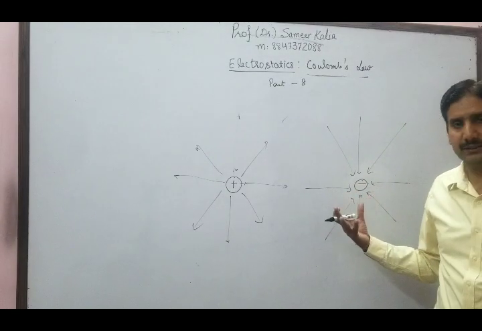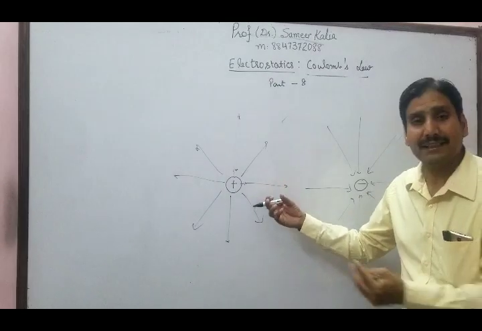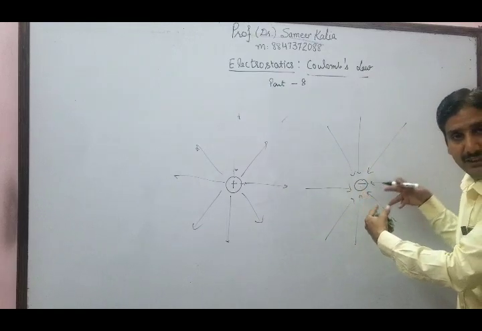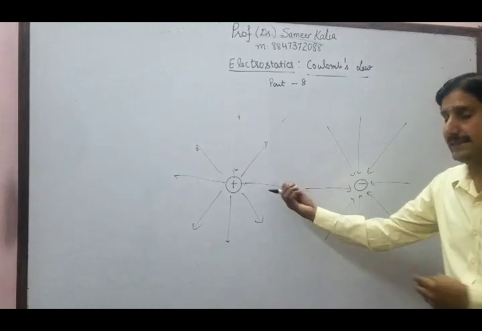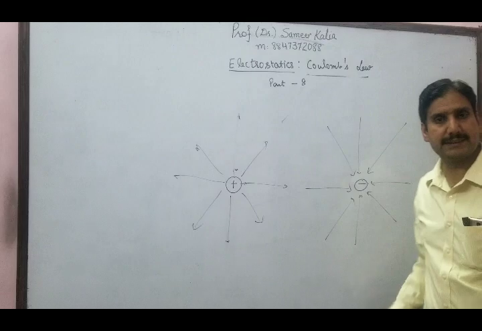Those students who are familiar with Punjabi, I can say that the lines spread out from here and gather together here; this spreading out is what is called divergence. So lines are diverging out of this positive charge and they are converging towards this negative charge.